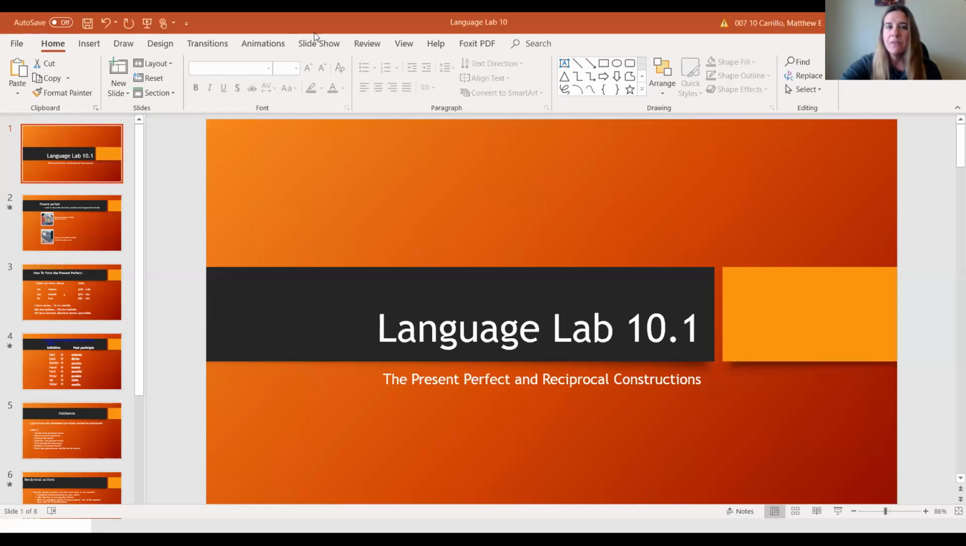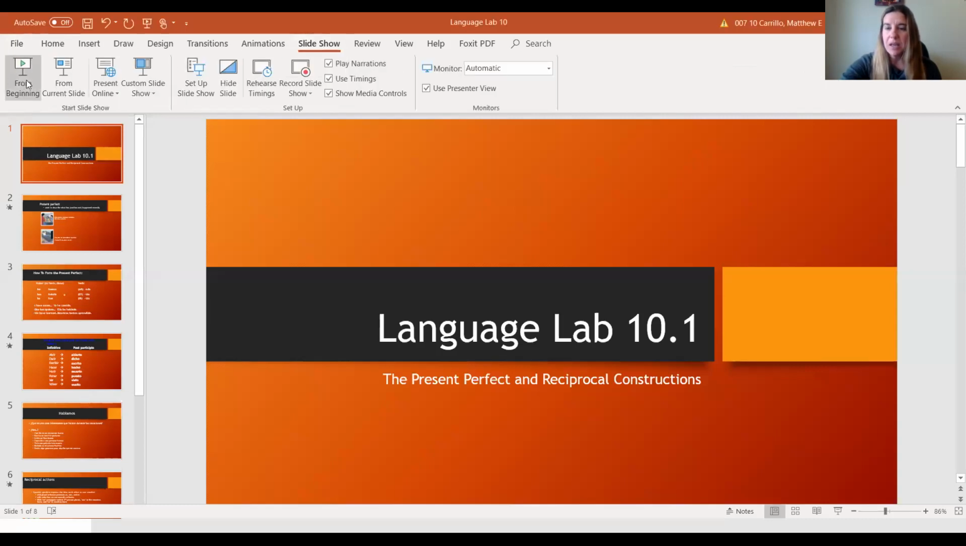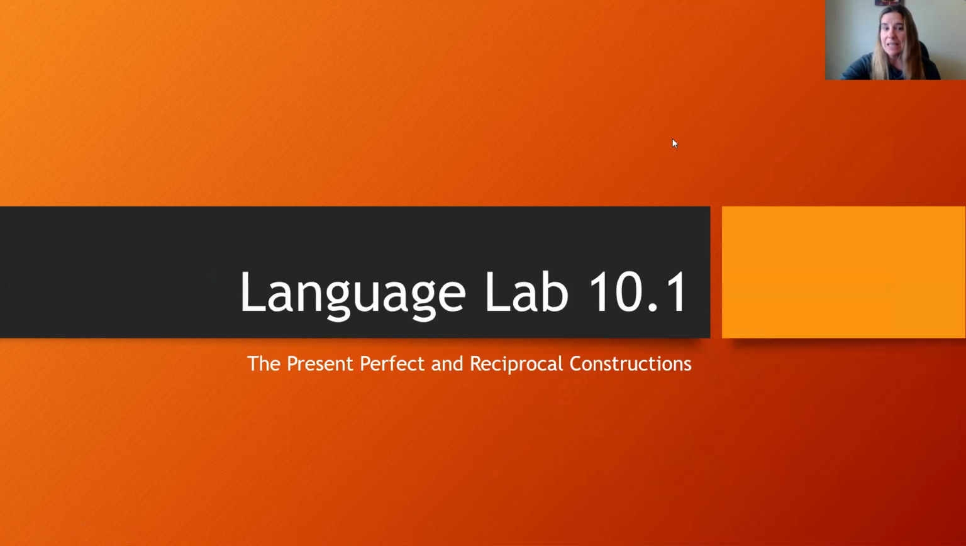You should be in chapter 10. Spanish 123 starts in chapter 10. And the first grammar topic that we learn in chapter 10 is the present perfect. The present perfect is, it's not what I like to call, it is a compound verb tense. So it's going to require 2 verbs, like a helping verb and then a participle.